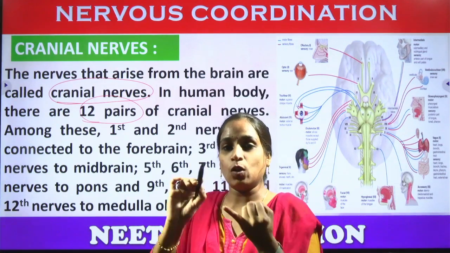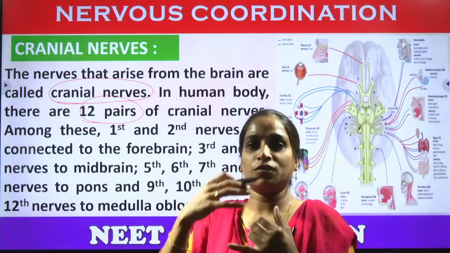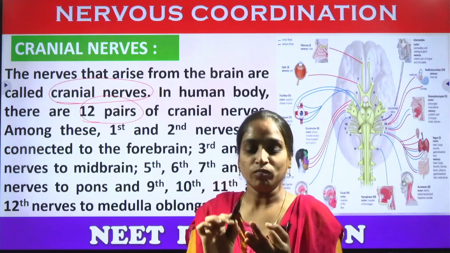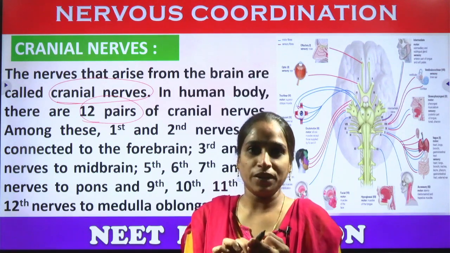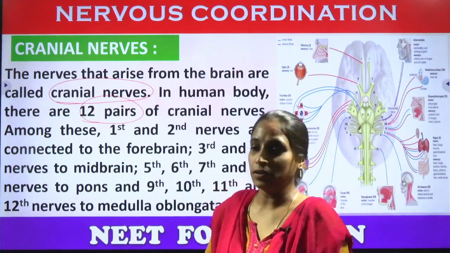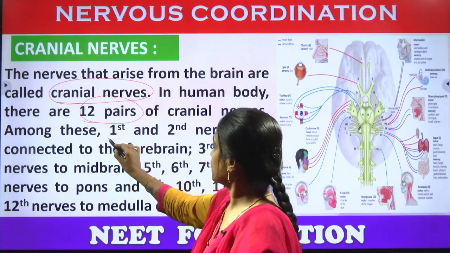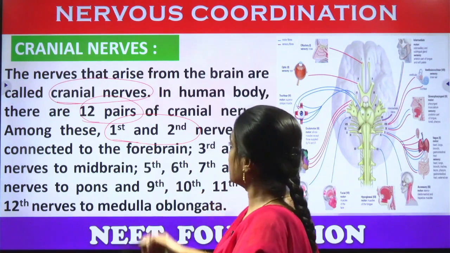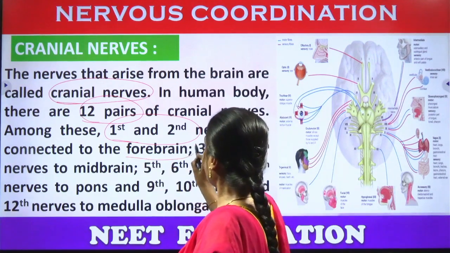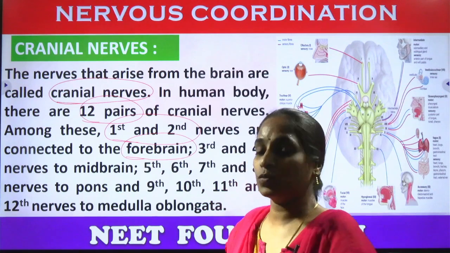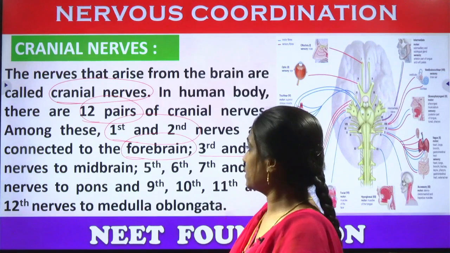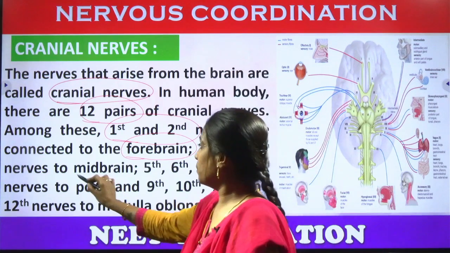One is the outermost one, the forebrain. Fore means the frontal part, called the forebrain, and the middle region is called the midbrain, and the third one is the hindbrain. So let us see what kind of nerves are arising from which region of the brain. The first and second pairs of cranial nerves are arising from, or connected to, the forebrain. Next, the third and fourth pairs of nerves are connected to the midbrain.